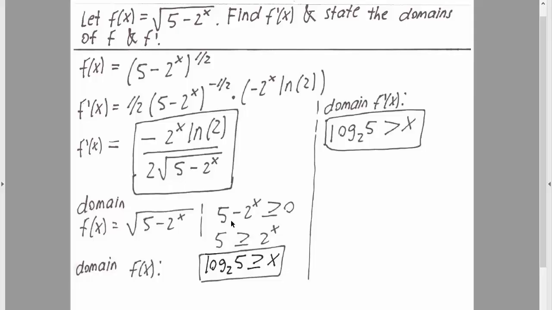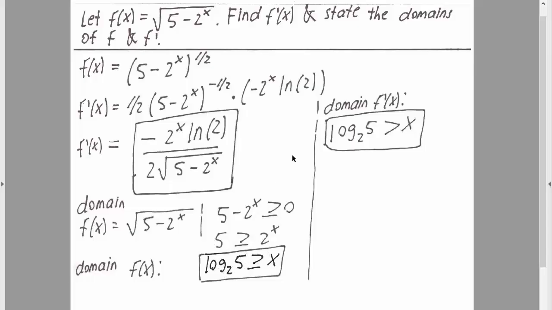By doing so, you would have 5 minus 2^x greater than or equal to 0. Then you can add 2^x to both sides, which produces this. And now we simply take the log base 2. This would cancel out the 2, and you just have the x. And if you do log base 2 on this side, you have to do it on the other side too. That's why we have log base 2 of 5.